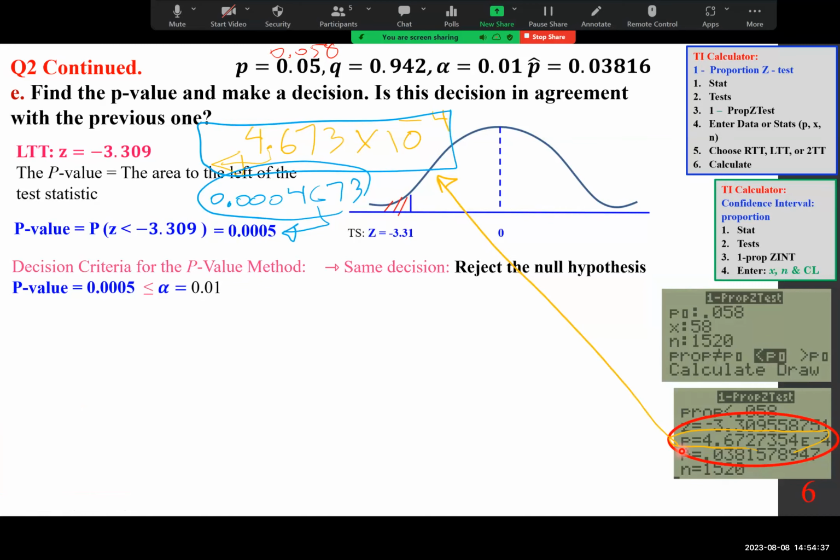Take a look, the p-hat is also calculated for us. So if you put it into a calculator, it does a lot of calculation for us. So you need to use a one proportion z-test and put the information for p, x, n.